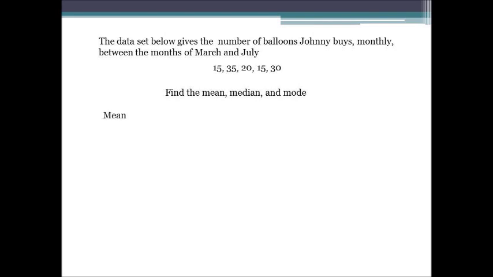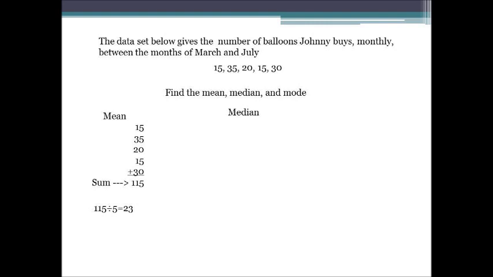For the mean, that's the average of all the numbers above. So you add up 15, 35, 20, 15, and 30, and you get 115. Then you must divide by the number of values that you started with. So you do 115 divided by 5 to get 23.